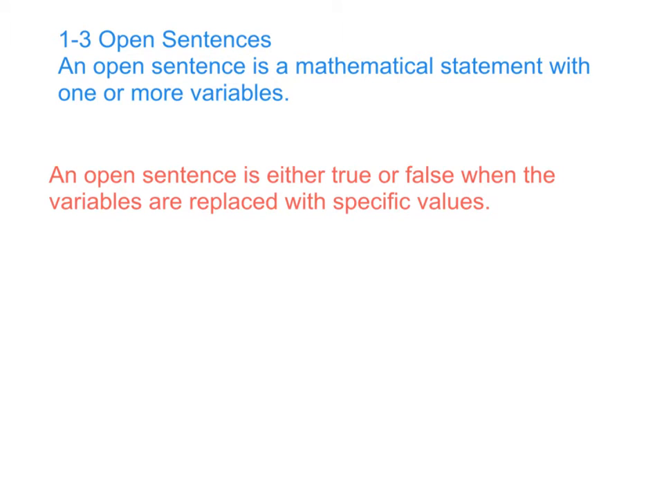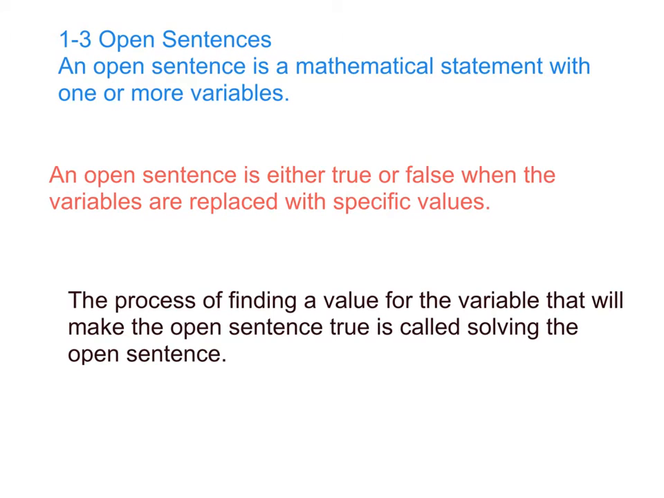1.3 Open sentences. An open sentence is a mathematical statement with one or more variables. An open sentence can either be true or false when the variables are replaced with specific values. The process of finding a value for the variable that will make the open sentence true is called solving the open sentence.